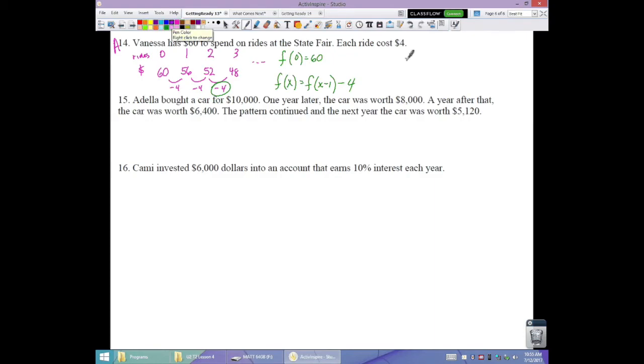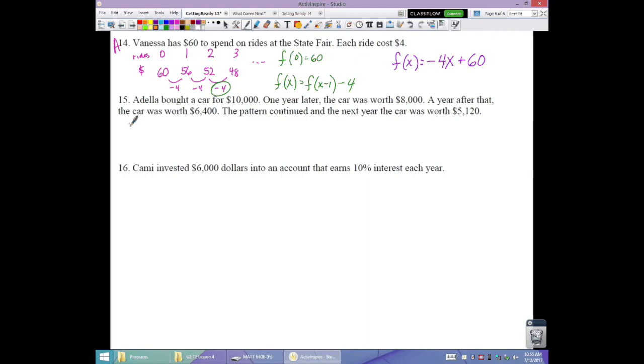The explicit formula, since it's arithmetic, has to be y equals mx plus b. F of x equals the constant rate of change, or common difference, -4, times x, plus the 0th term, which we already have was 60. All right, number 15. Adela bought a car for $10,000. 1 year later, it was worth $8,000.